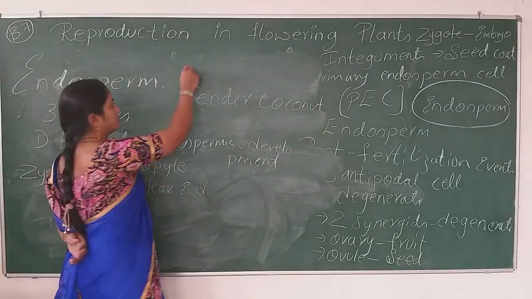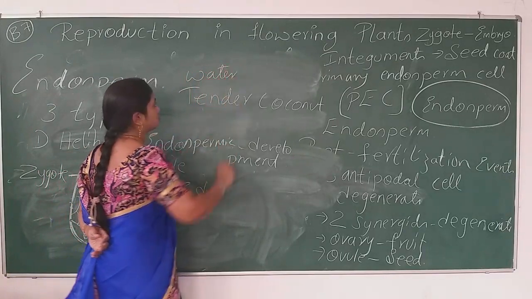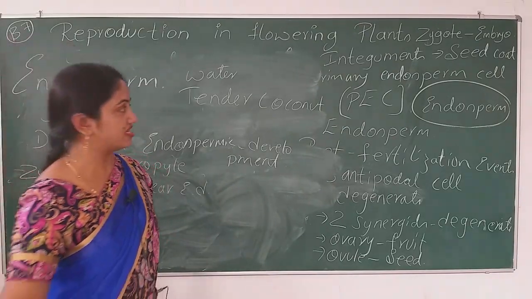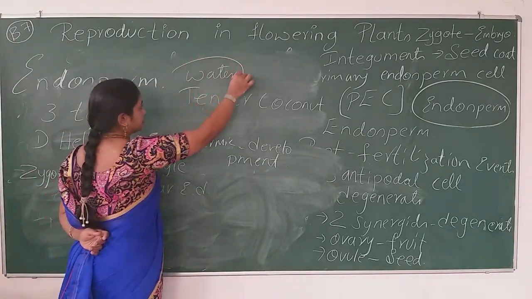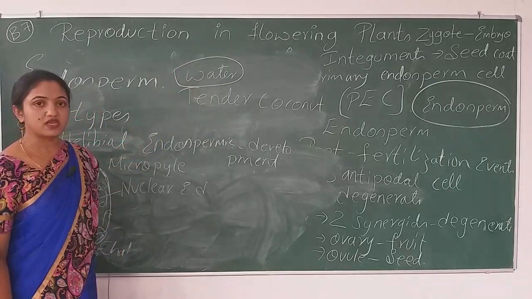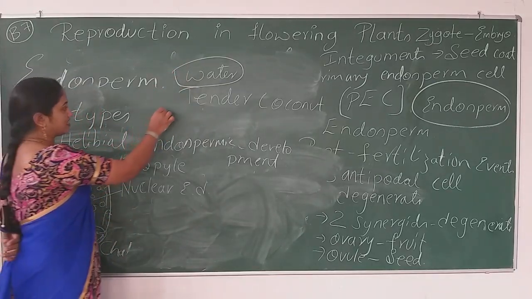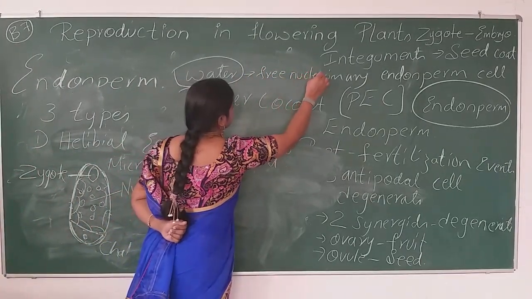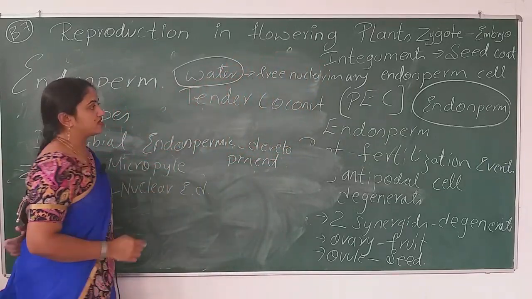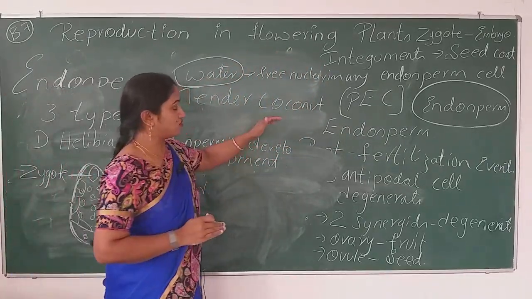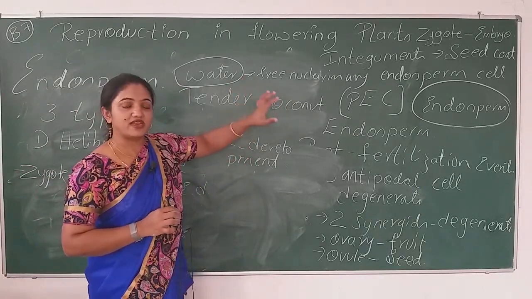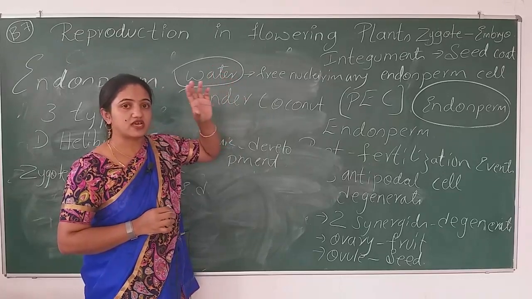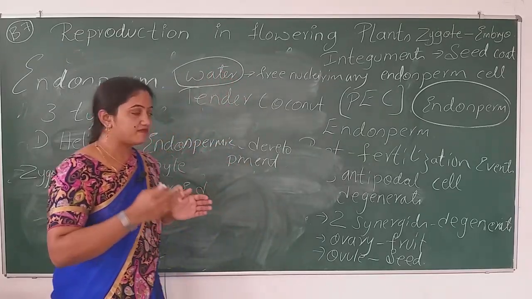So the water of tender coconut, let me tell you the interesting concept of water of tender coconut. The water which is present in the fruit of coconut is nothing but free nuclei. So water is nothing but free nuclei. It means when the coconut flower fertilizes, after fertilization in the embryo sac, endosperm divides, development takes place.